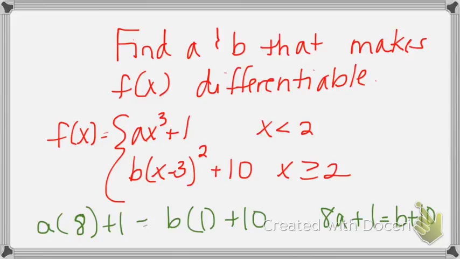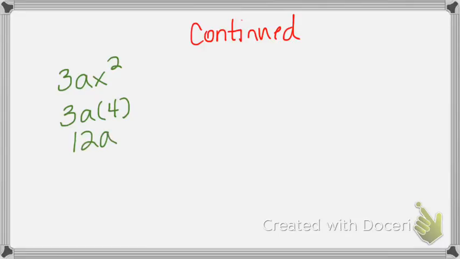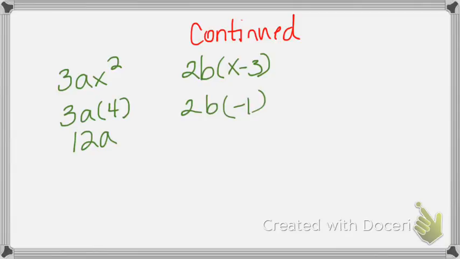So what I'm going to do is find the derivative of each of those two things. And then I'm going to use that to help me with the equation later. So here's the next slide. If I find the derivative of the top, I get 3ax squared. Plug in a 2, so I get 3a times 4, which is 12a. The derivative of the bottom would be 2b times x minus 3. Plug in a 2, so it would be 2b times negative 1, or negative 2b.